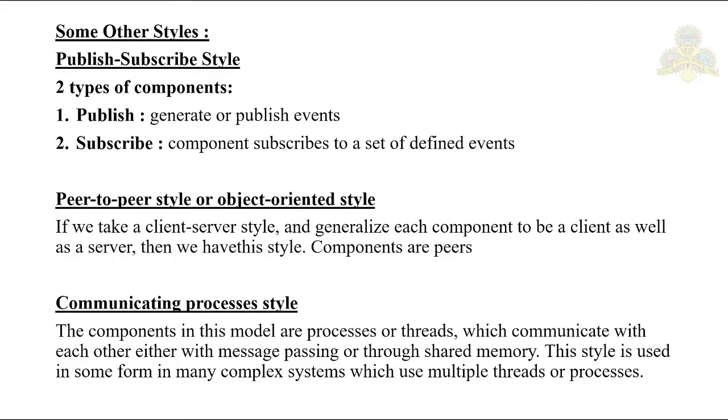In last class, we had studied about different styles of C&C view. We had seen pipe and filter, shared data and client server. We will continue our discussion with the same. Today, we will see about the other styles of the same C&C view, that is publish subscribe style. The second one is peer-to-peer style or object-oriented style, and the last one is communicating process styles. So altogether we have six different styles for C&C view.